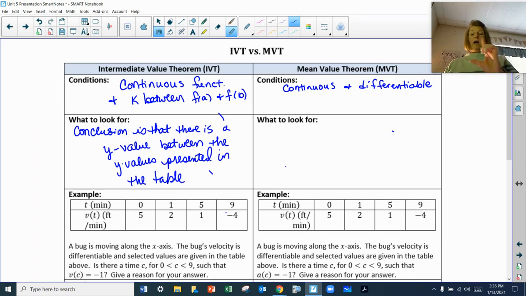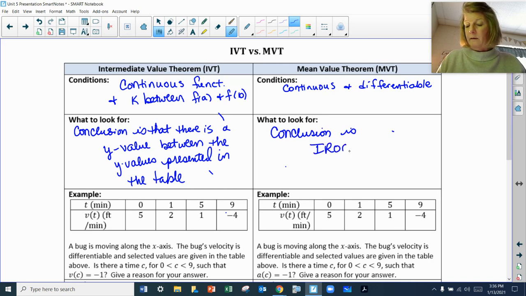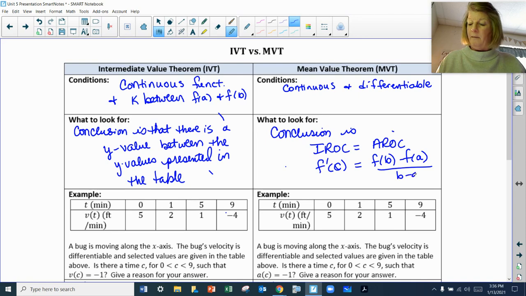Okay. On the mean value theorem, our conclusion is the IROC equals the AROC. And by that we mean f prime of c, sometimes they say c, f prime of c is equal to f of b minus f of a over b minus a. All right.